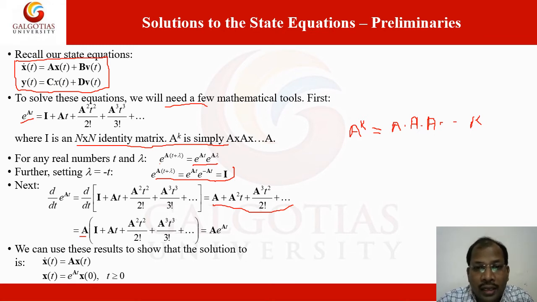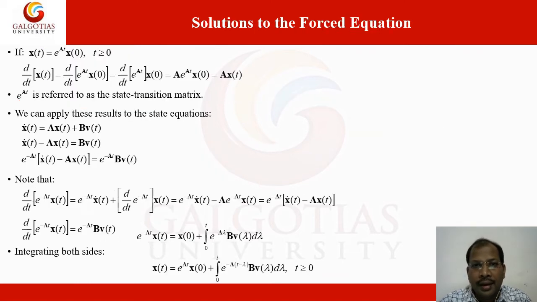So only we are taking, so that is nothing but A. We can use these results to show that the solution of x dot t equal to Ax(t), with no input (we are considering input as 0), is x(t) equal to e to the power At into x naught. X naught is the initial value of the state variable. This is the solution.